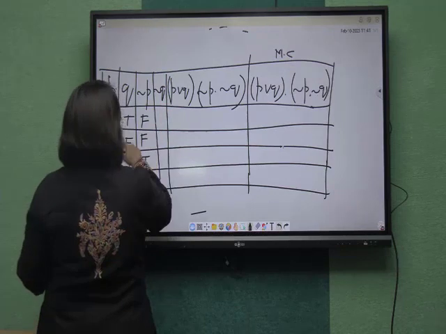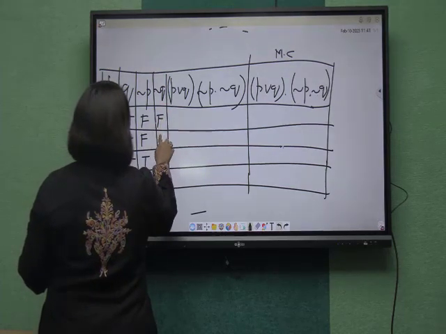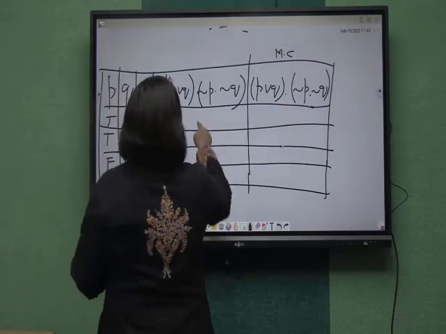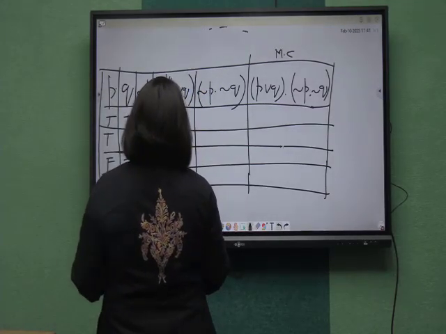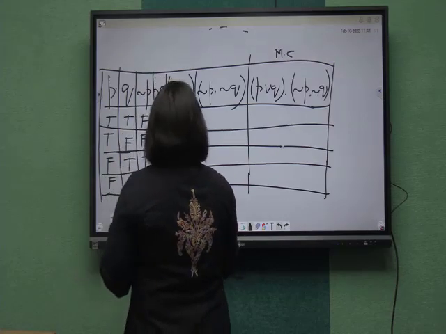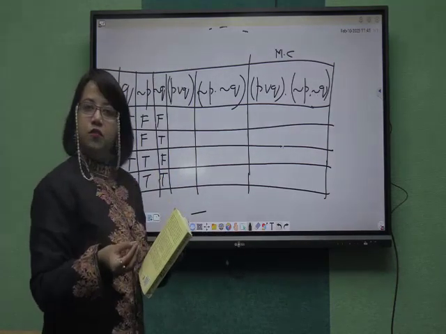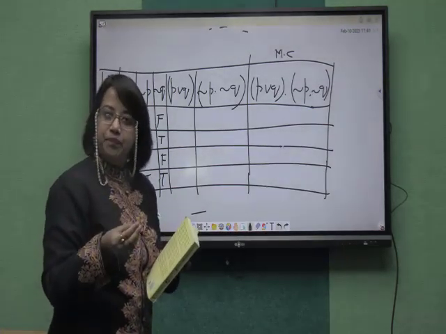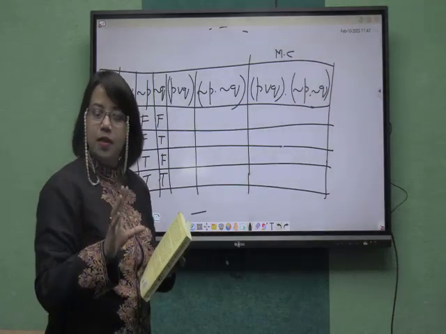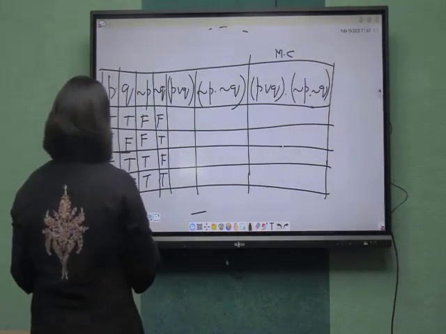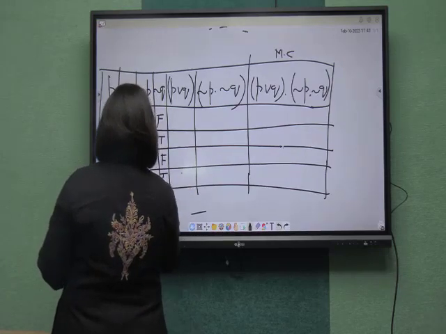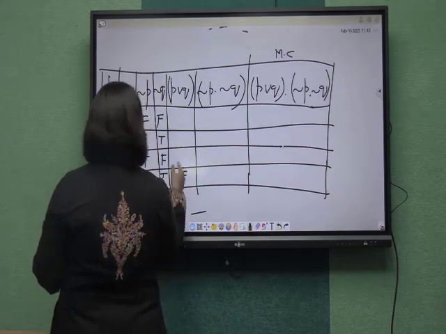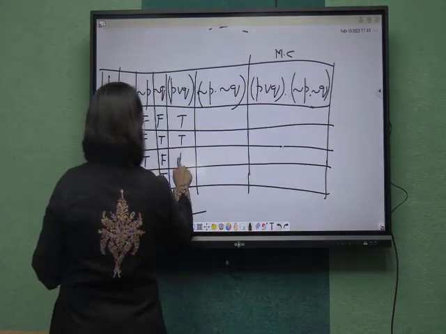Negation Q is the opposite of what we have in Q, so it's going to be false, true. Now P wedge Q: what is going to be the value? The rule for disjunction is that both the disjuncts have to be false at one and the same time; then the disjunction as a whole is going to be false. Here both are false in the last row, so this is going to be false. That's it, the rest of it is true.